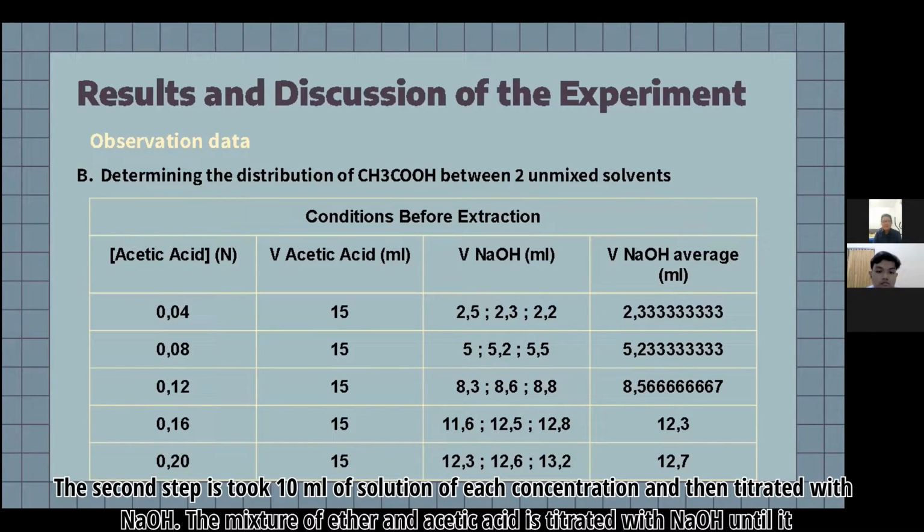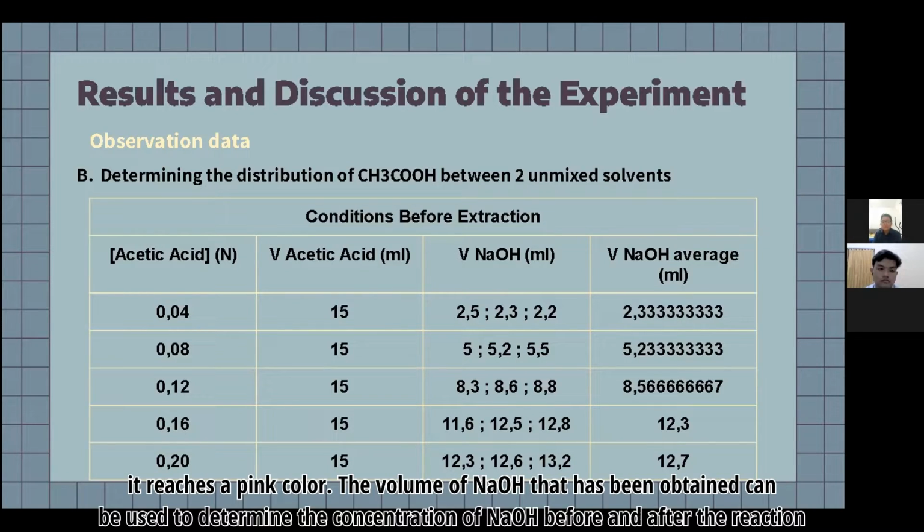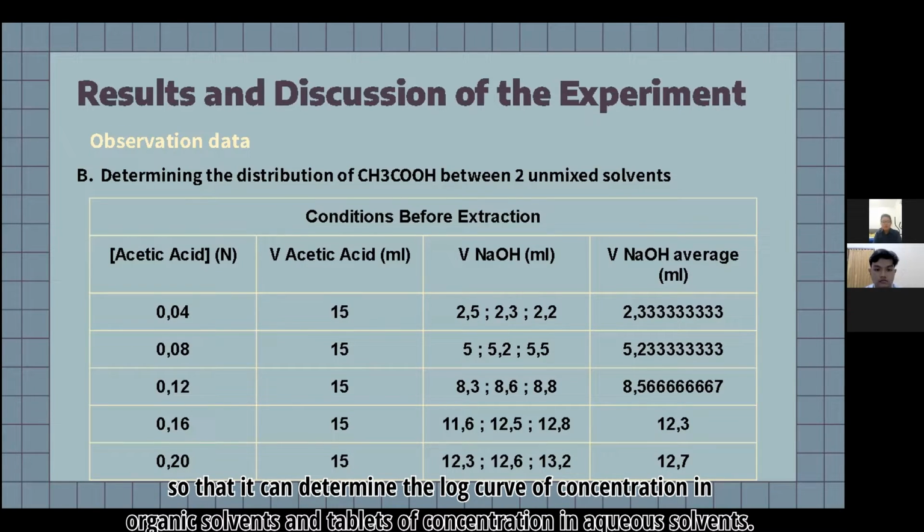The second one is determining the distribution of acetic acid between two unmixed solvents. The second step is to take 10 ml of solution of each concentration, and then titrate with sodium hydroxide, and then the mixture of ether and acetic acid is titrated with sodium hydroxide until it reaches a pink color. The volume of sodium hydroxide that has been obtained can be used to determine the concentration of acetic acid before and after the reaction, so that it can determine the log curve of concentration in organic solvents and in aqueous solvents.